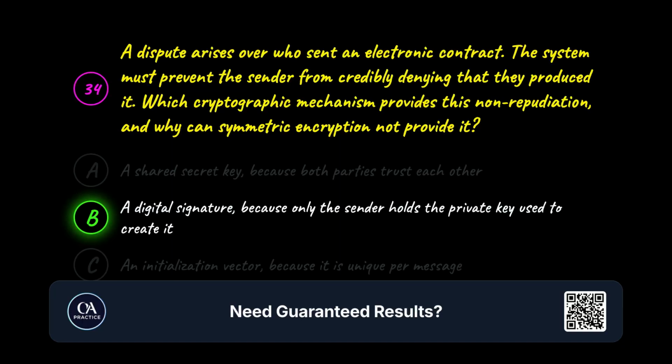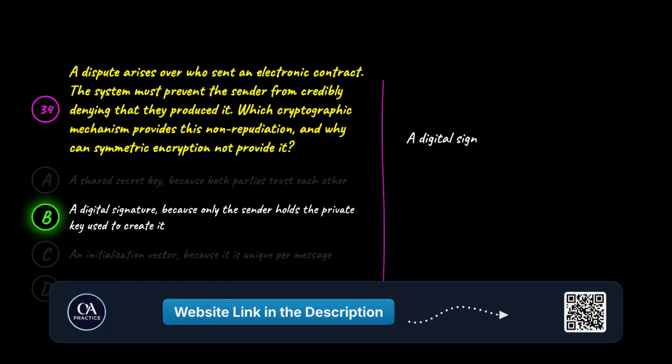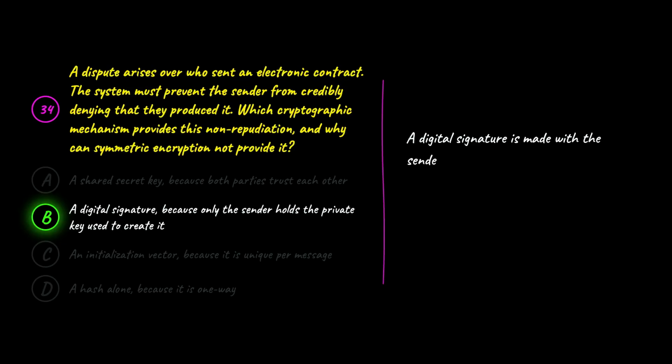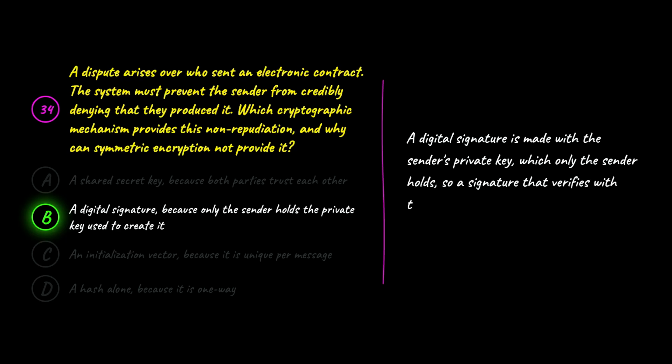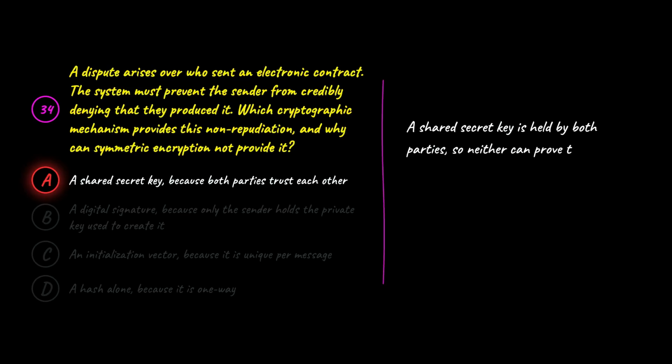The correct answer is B. A digital signature because only the sender holds the private key used to create it. B is correct because a digital signature is made with the sender's private key, which only the sender holds. So a signature that verifies with their public key proves they produced it and cannot deny it. Symmetric encryption uses a shared key, so either party could have produced the value, leaving no proof of which one did. A is wrong because a shared secret key is held by both parties, so neither can prove the other produced a value, which is precisely why symmetric crypto cannot give non-repudiation.